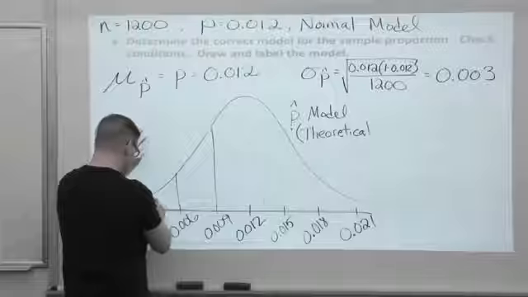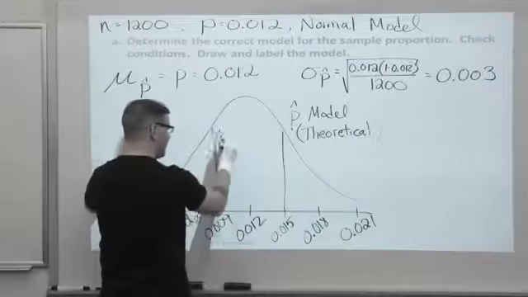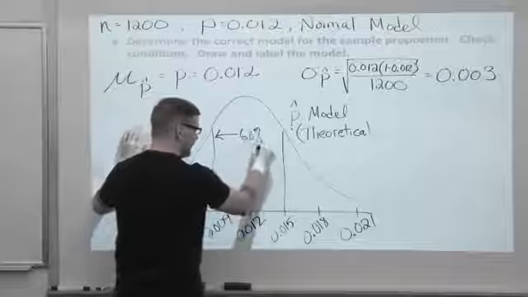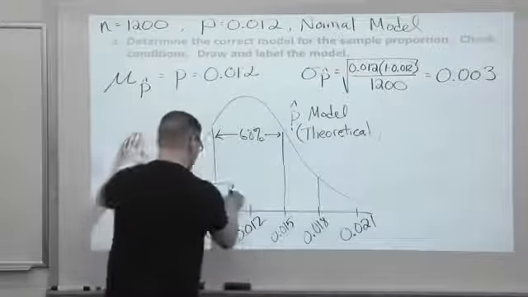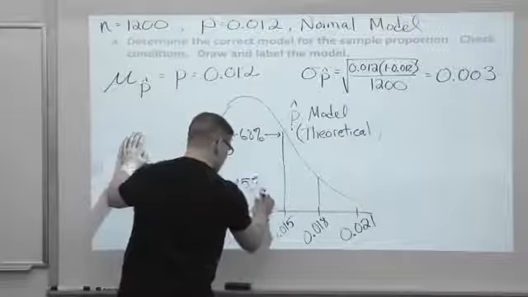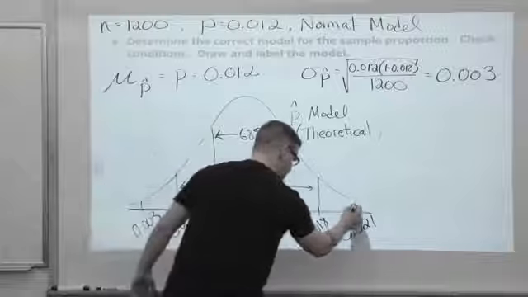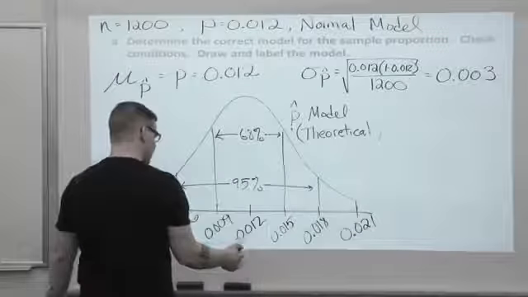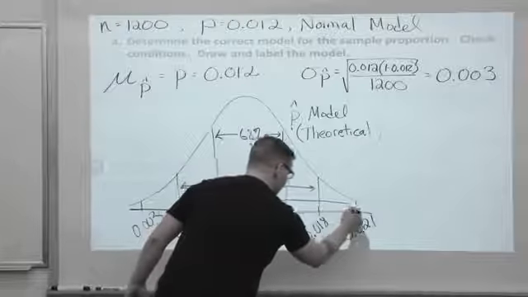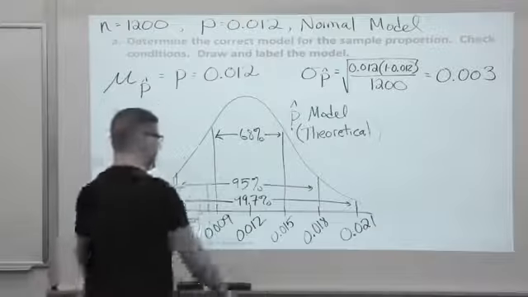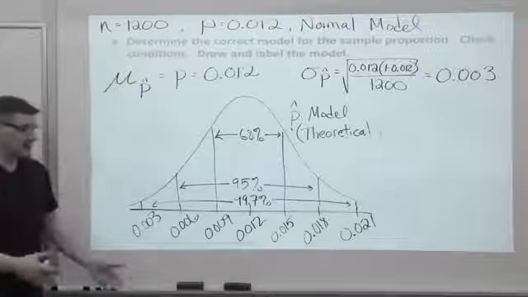If I go plus or minus 1 standard deviation, we know that that's 68%. If I go plus or minus 2, it's 95%. And plus or minus 3 is 99.7% of the time. I didn't leave myself much space. Squeeze it here. This would be with repeated samples.